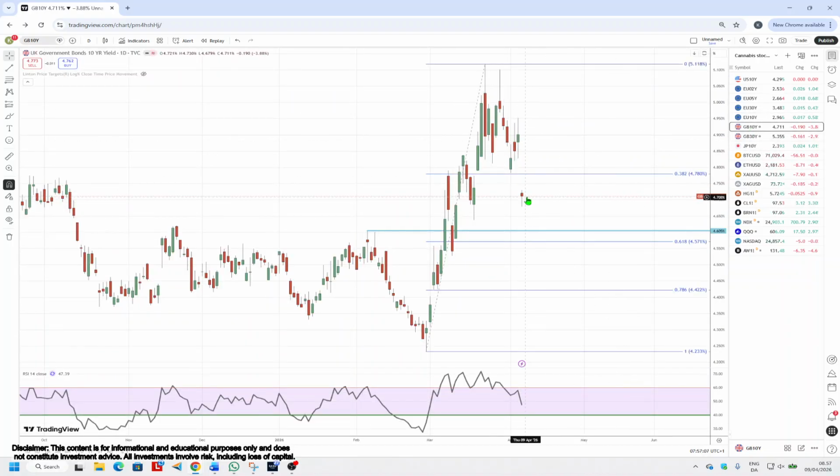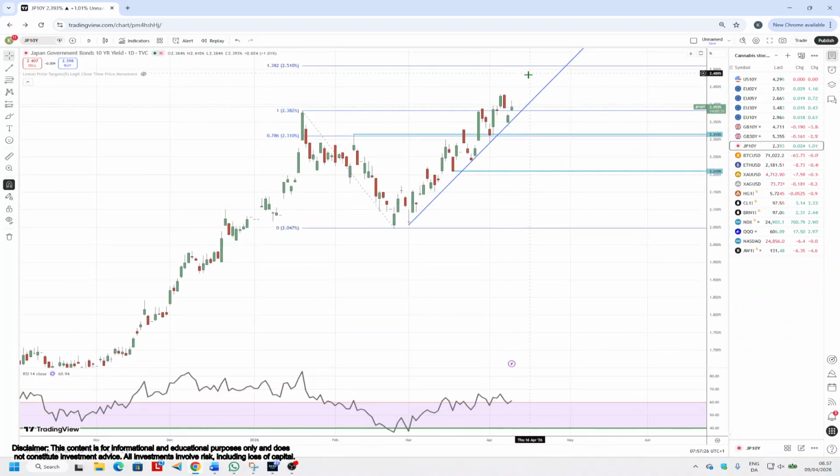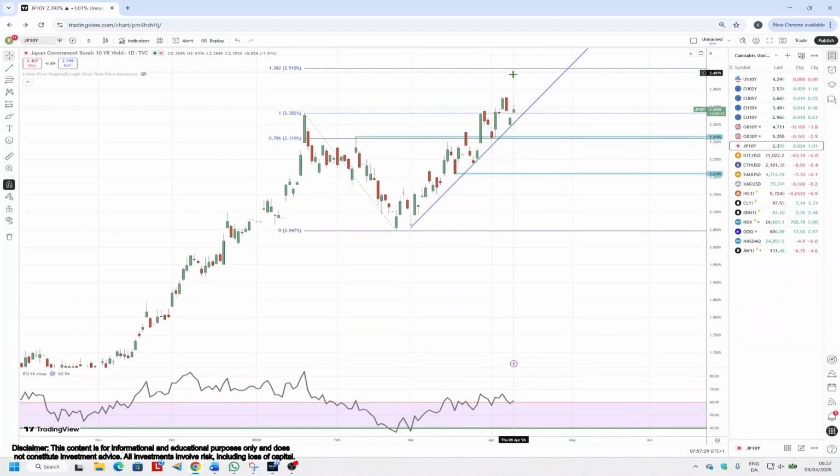The UK hasn't opened just yet, but it traded much lower yesterday. Also think there was a bit of a future rollover, but nevertheless, I think we will see it opening higher, maybe around 4.78, 4.80. The Japanese 10-year, well, still in a bullish trend, and I still believe we could see it higher towards 2.5 fairly soon. All right, that's all for today.